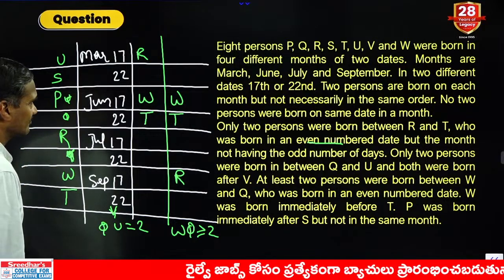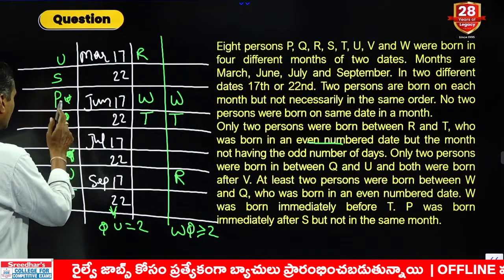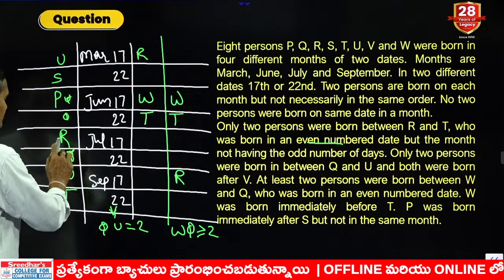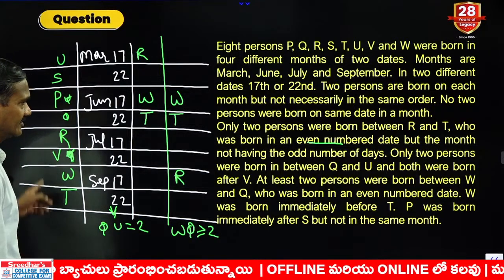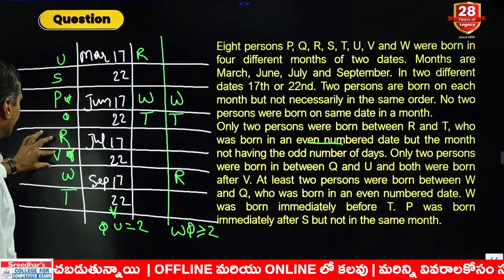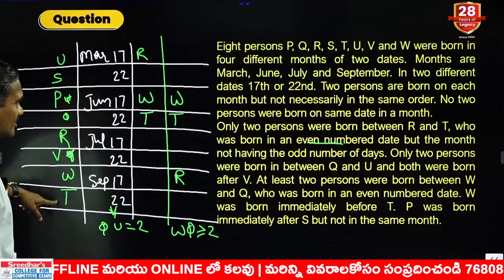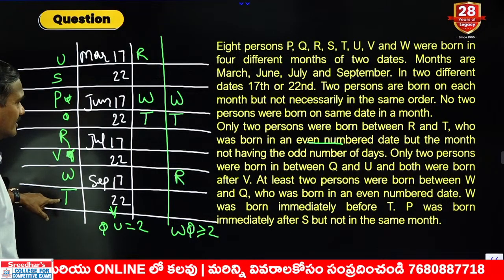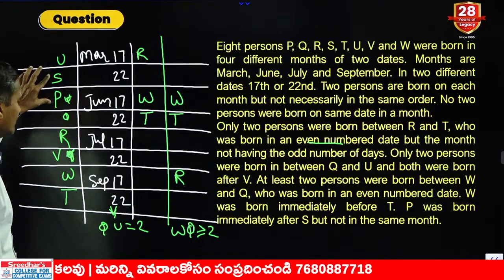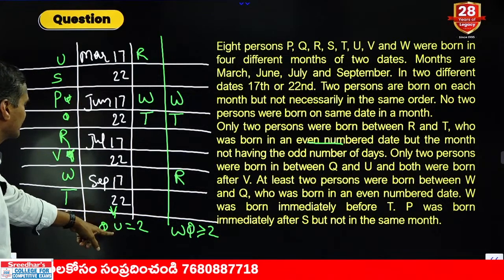Then who is the person after here? And P, Q, R, S, T, U, V, W. Now in this one, any information that is invalid here? Only 2 persons between R and T. R and T, 2. T was born on an even number date, but not having odd number days. And only 2 persons were born between Q and U. Between Q and U there are only 2 persons. And both these 2 persons, Q and V, must be after this V.